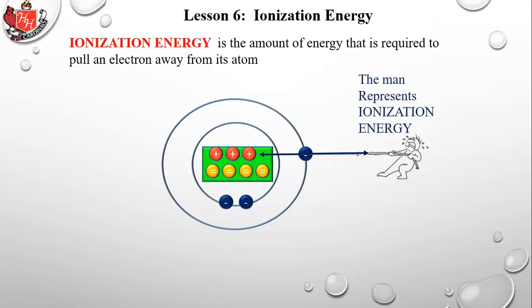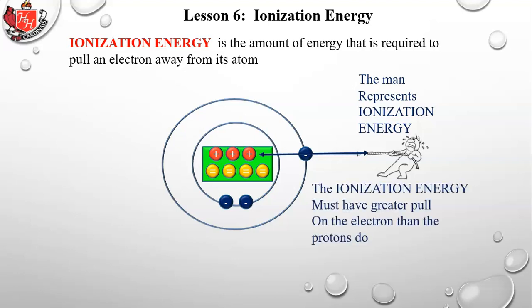So the man represents ionization energy. The ionization energy must have greater pull on the electron than the protons do. If that little man can pull on that electron with more force than those 3 protons are pulling on it, and remember there's a Z effective there for lithium of only 1 proton, then it'll be able to liberate or extract or pull out that electron, that valence electron, just like that.